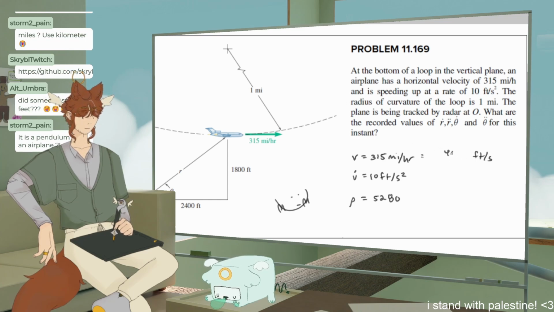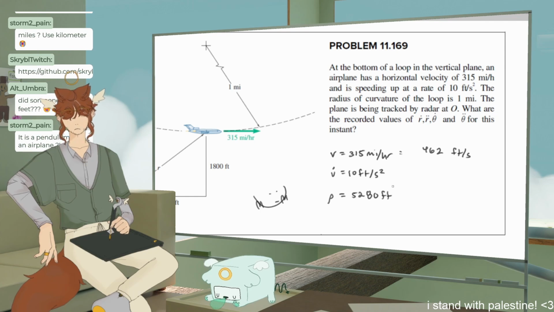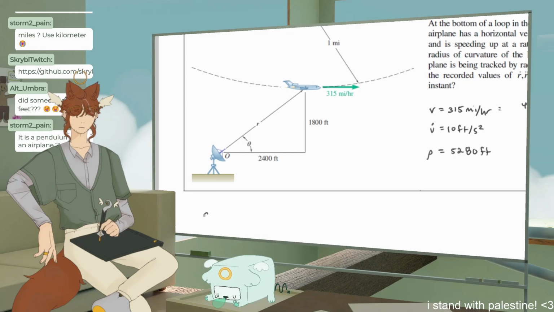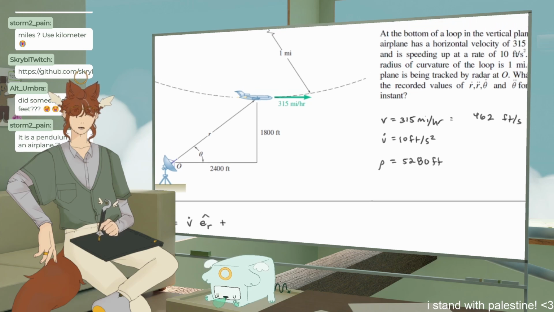Alright, we got all our variables up here. The plane is being tracked by radar at point O. What are the recorded values of r dot? Okay, so our acceleration will start in path. So that will be v dot e sub r. So that's our radial change, which is going to be 0.